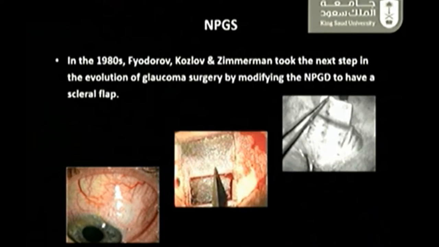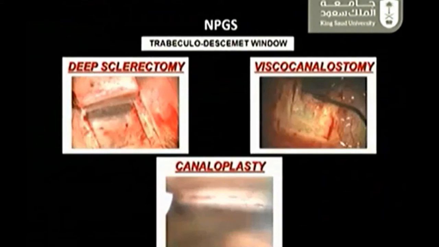Another glaucoma surgery includes the non-penetrating glaucoma surgeries. In 1980, Fyodorov, Kozlov, and Zimmerman took the next step in the evolution of glaucoma surgery by modifying non-penetrating glaucoma surgery to have a scleral flap. It actually started in the 1950s, but there was no scleral flap, and the risk of complications was significant. In the 80s, they advised having a scleral flap, which minimized postoperative complications significantly.